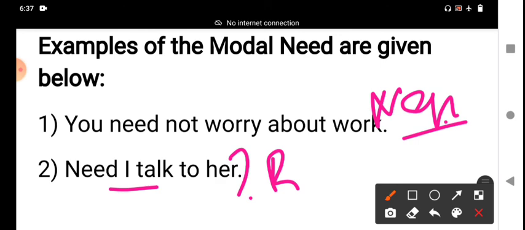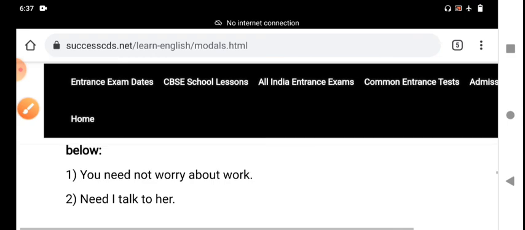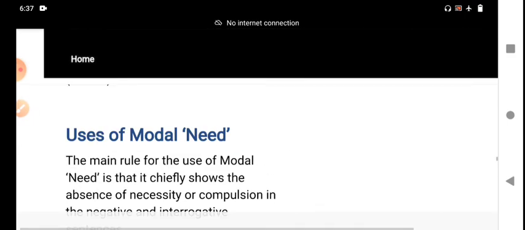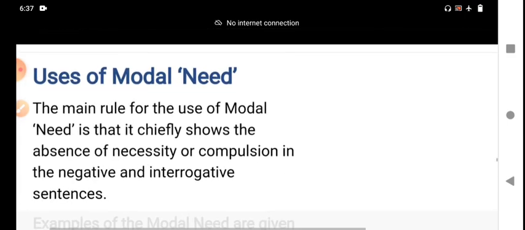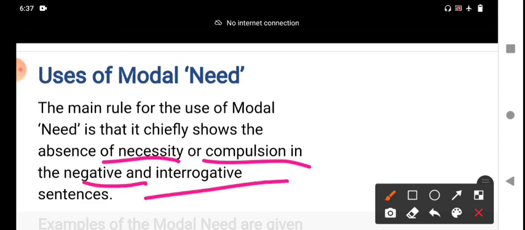Okay, my dear students, we should understand these verbs are mainly used to show no obligation, no necessity, no compulsion, and they are used in negative sentences and interrogative sentences. These are the main functions of need as a modal verb, the basic functions of need.